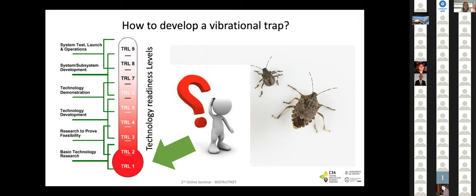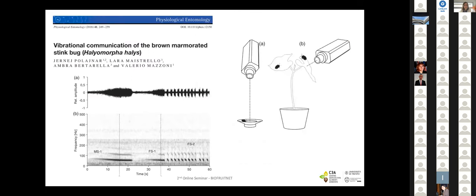As often happens when you're studying invasive species, they're not an issue in their original area. So when they invade a new area and become an issue, there is everything to be understood and studied. This was the case also for Halyomorpha halys. We supposed that they were using chemical communication and vibrational communication, but we didn't know what kind of signals they were using. So the first study, led by Polajnar, was to understand what the vibrational signals used by this species are.